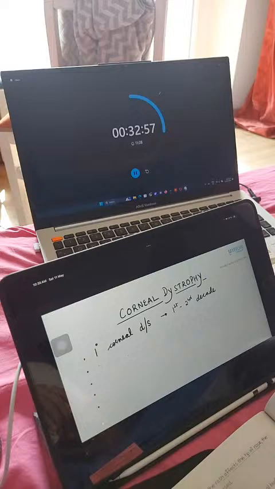First of all, what we need to understand about corneal dystrophies, guys, is that dystrophies are primarily corneal diseases. That means they straight away affect the cornea. They are not manifestations of some systemic disease. They present usually in the first to second decade of life.